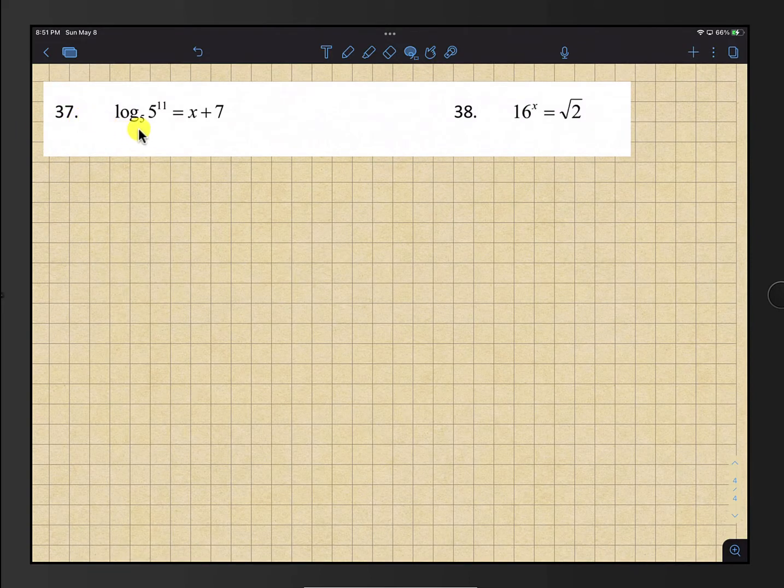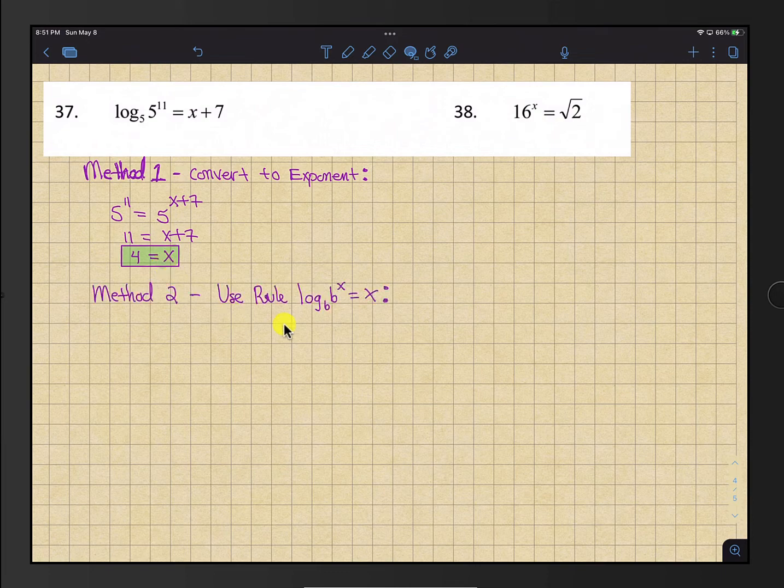Alright, here's number 37. We have log base 5 of 5 to the 11th equals x plus 7. Now there's actually two methods that we can use. The first method is I'm just going to convert to an exponential right away. So that means this base of 5 will be raised to the power of x plus 7, to equal 5 to the 11th. So that's it. 5 to the x plus 7 equals 5 to the 11th. And we have the same base, so let's drop the bases out. 11 equals x plus 7, and subtract 7 from both sides, so x is 4.